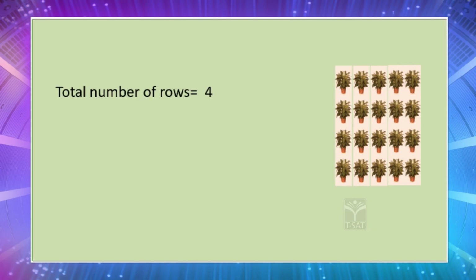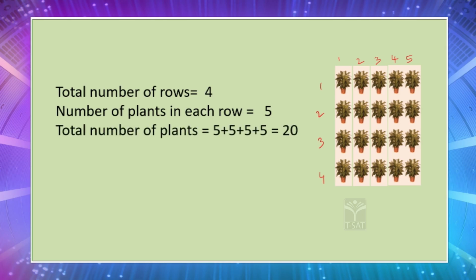What are you observing? Some plants. 1, 2, 3, 4, 5. So, children, the total number of rows is 4: 1, 2, 3, 4. In each row, how many plants are there? 1, 2, 3, 4, 5. Right? So, the total number of plants equals 5 plus 5 plus 5 plus 5, that equals 20.